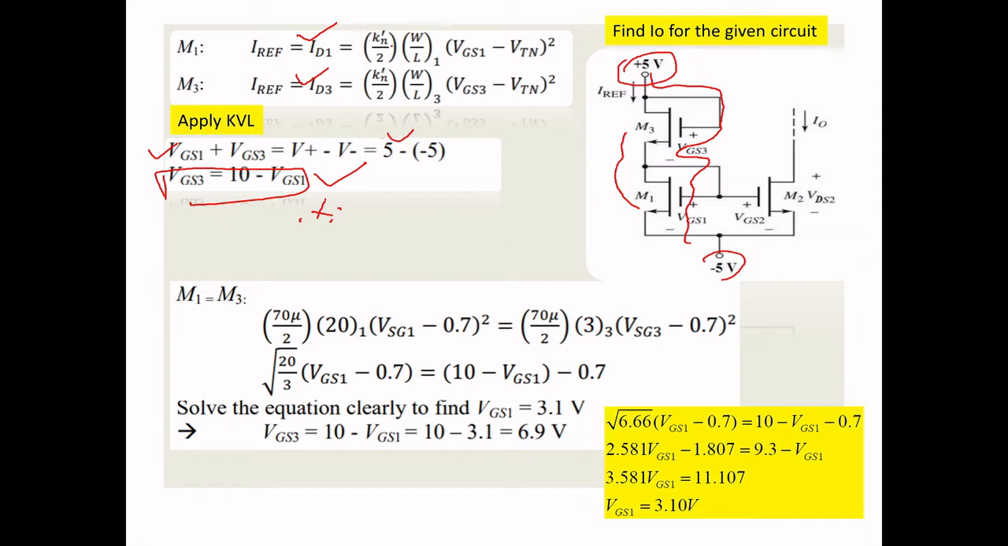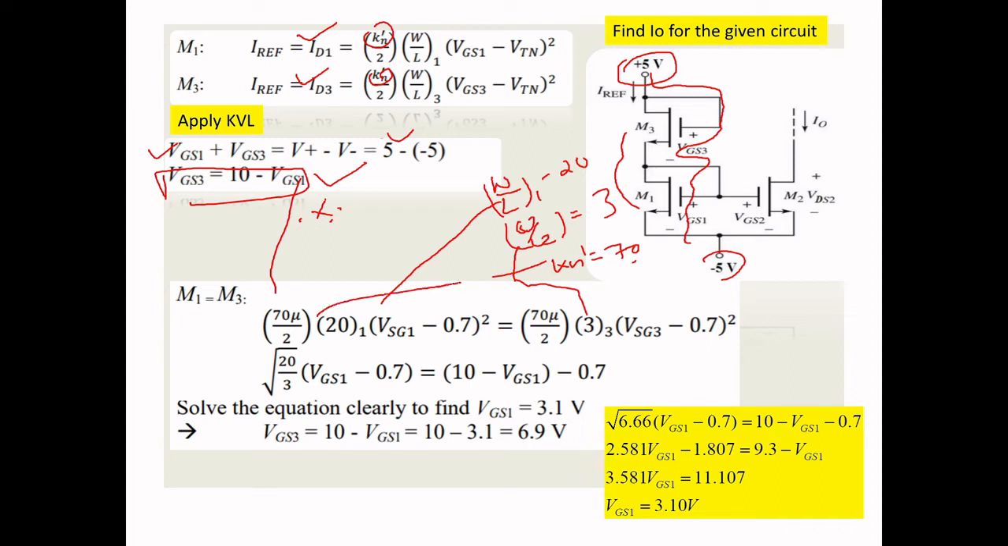So with that equation, I have plugged in all the given values. Like Kn dash is 70 microns, and then the W by L ratios, all I have substituted. In the given problem you need to consider W by L1 is 20, W by L2 is 3, then Kn dash will be 70. So these values only I have substituted. Don't get confused. Then VTN is 0.7 in the given problem.